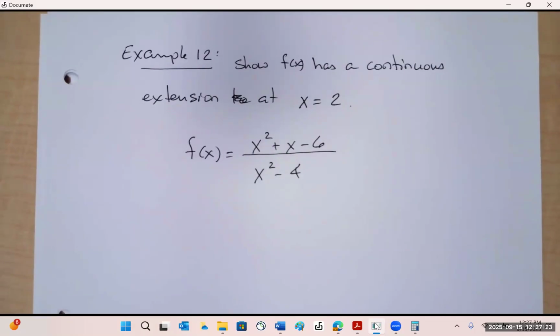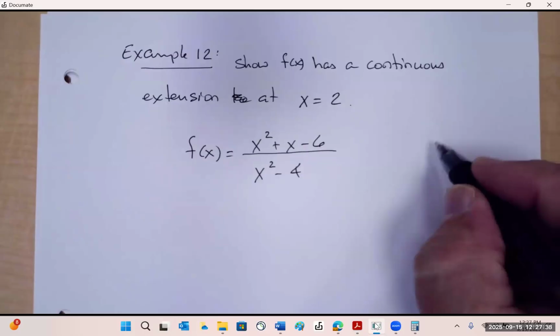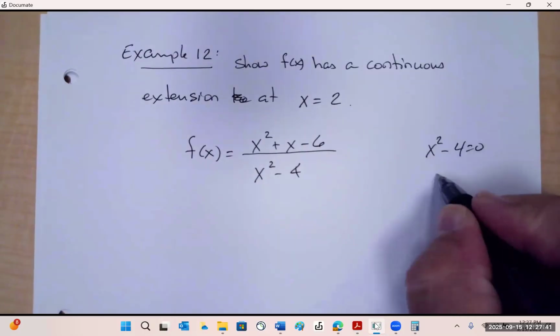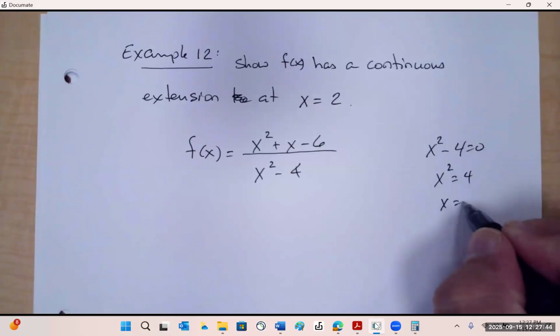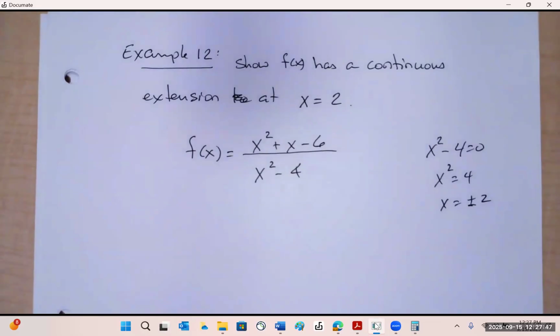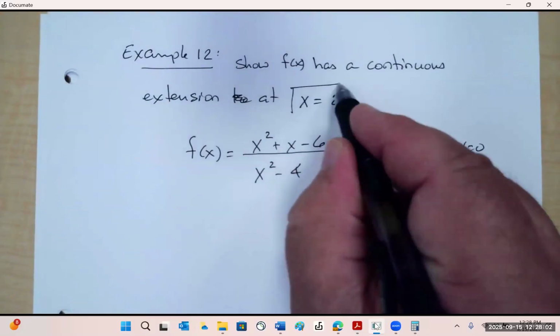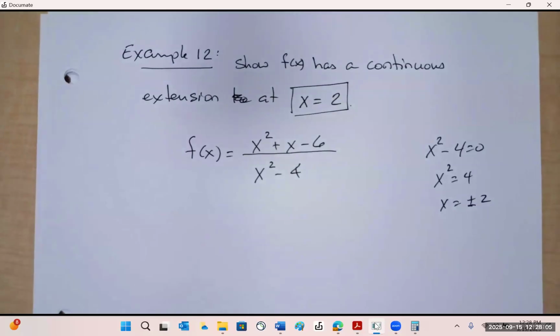But look at the denominator. Right now, we're looking at the denominator, we have how many asymptotes? The vertical asymptote is where the bottom equals 0. The bottom equals 0 at x equals plus or minus 2. Right now, we have 2 asymptotes. Now, all it wants us to do is look at this one at x equals 2.